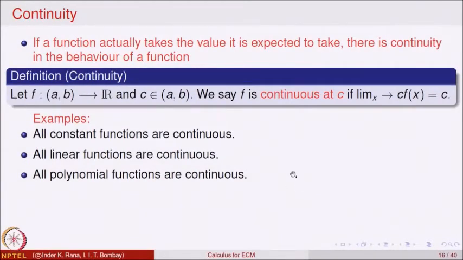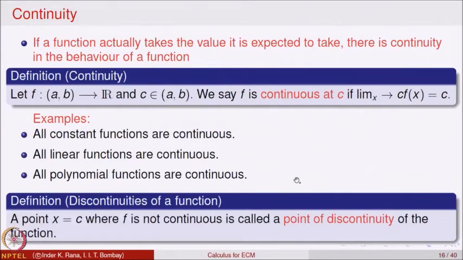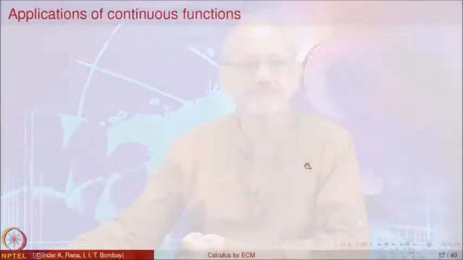So, we will not go very rigorously into this. Next, we would like to describe when a function is not continuous at a point, what does that mean? We say a point x equal to c, where f is not continuous, is called a point of discontinuity of the function. A point, of course, should be in the domain of the function. So, if a function is not continuous at a point, then that point is called a point of discontinuity.